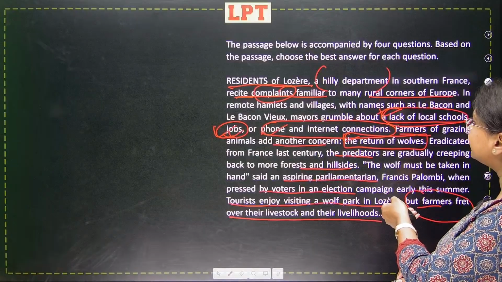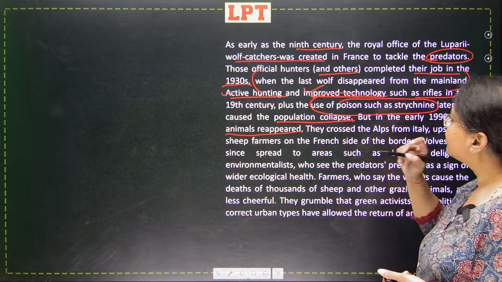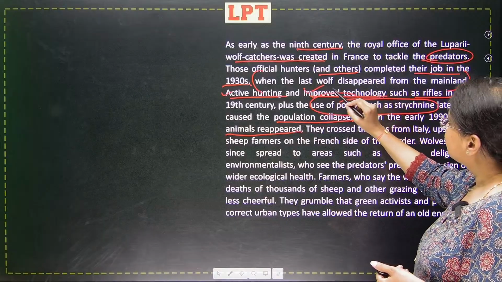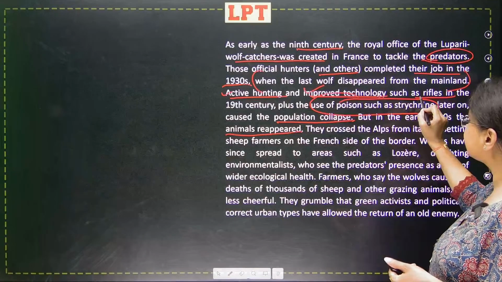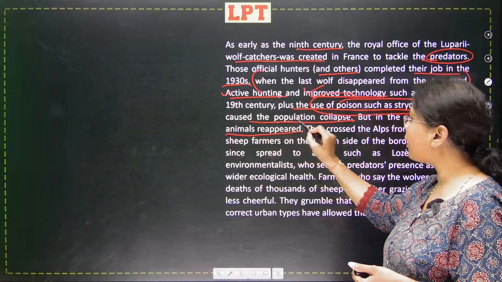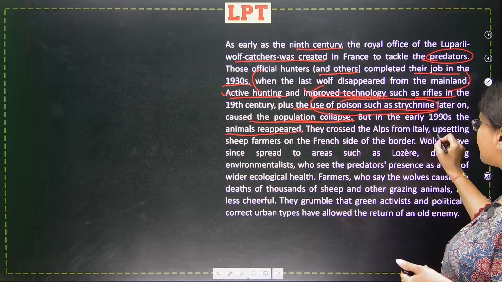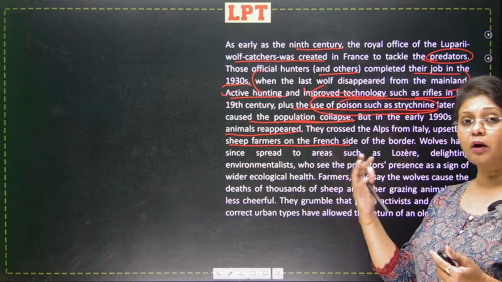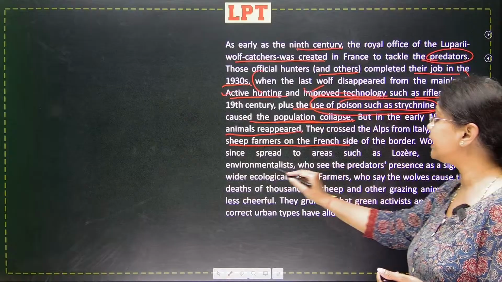Let's go back further. Okay, now if you look at this part, it talks about active hunting and improved technology such as rifles in the 19th century, plus the use of poisons, which later on caused the population collapse. But in the early 1990s, the animals reappeared. They crossed the Alps from Italy, upsetting sheep farmers on the French side of the border. Okay, so you're talking about this here. Wolves have since spread to areas such as Lozère, delighting environmentalists.